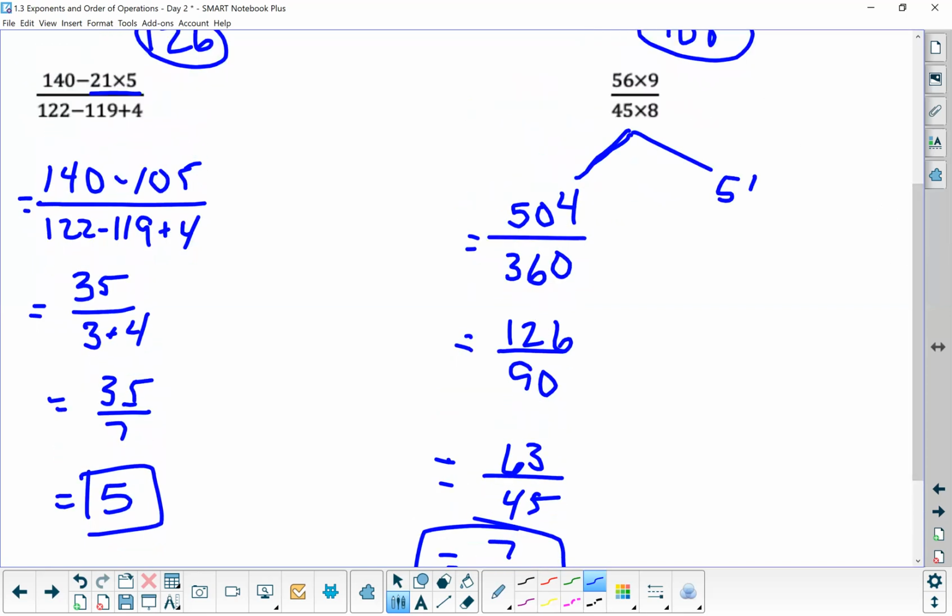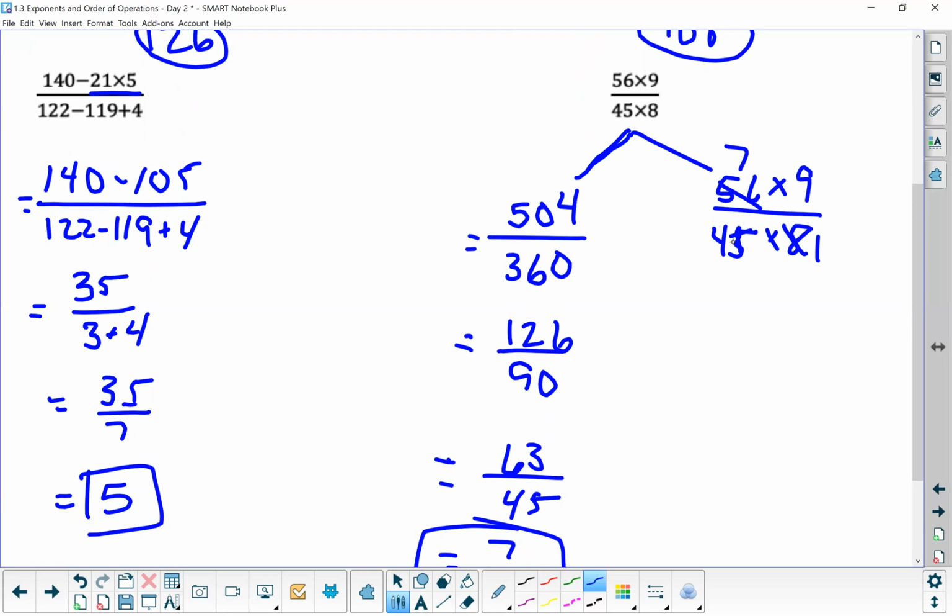So 56 times 9, 45 times 8. And the way that I can simplify first is if there is a number that evenly divides into one of the numbers in our numerator and one of the numbers in the denominator. For instance, 56 is 8 times 7. So I have an 8 in the denominator. 8 divided by 8 is 1. 56 divided by 8 is 7.